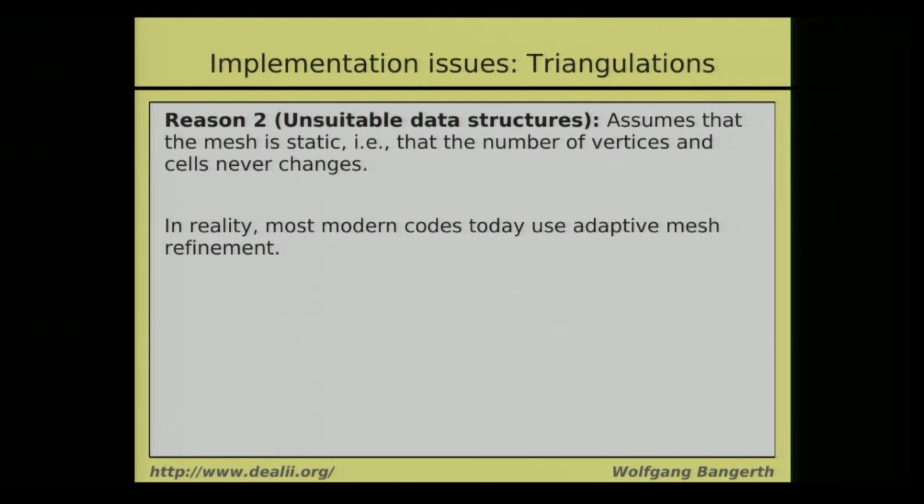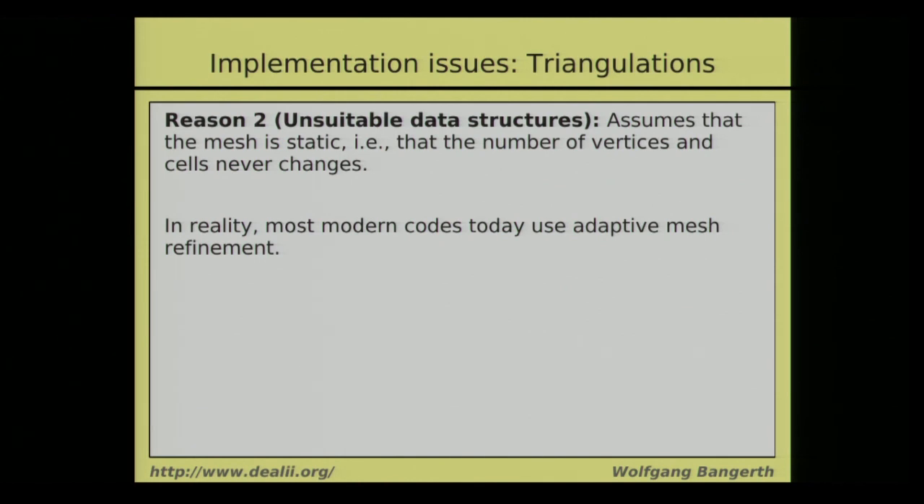Conversely, maybe you want to also coarsen cells. So you find that in certain areas your mesh is very fine, but the solution is smooth. So you don't need all of these cells, and you want to throw away certain cells and replace them by the mother cell. So in a case like this, you end up with data structures that are highly dynamic.